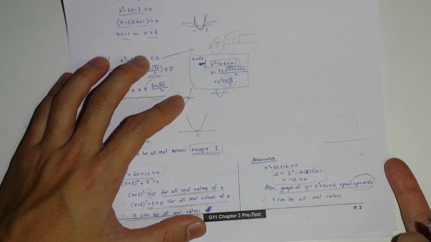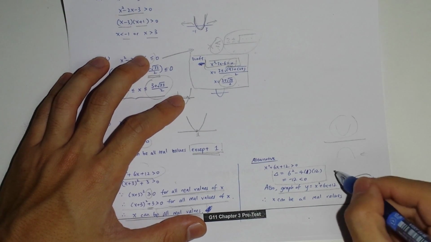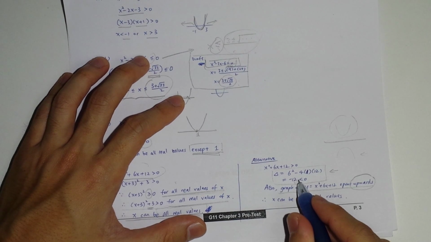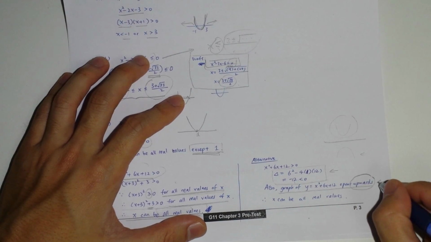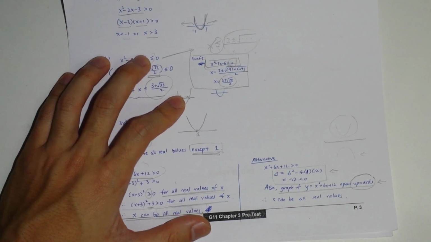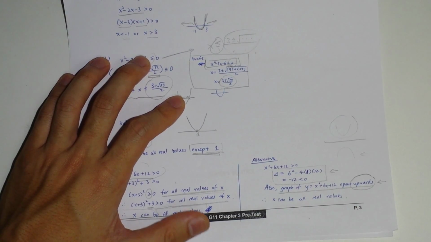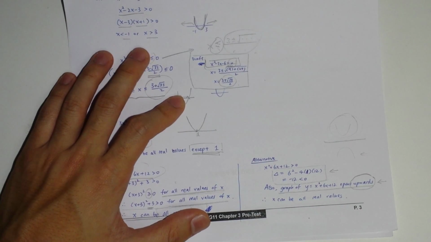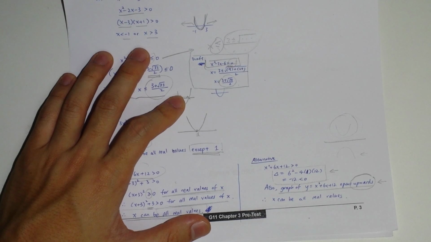So, please remember there are two key points. The first key point, showing delta. The second key point, stating that the graph opens upwards. You have to state both of them in order to arrive at the conclusion, all real values of x. Okay, pay one more attention before I move on.